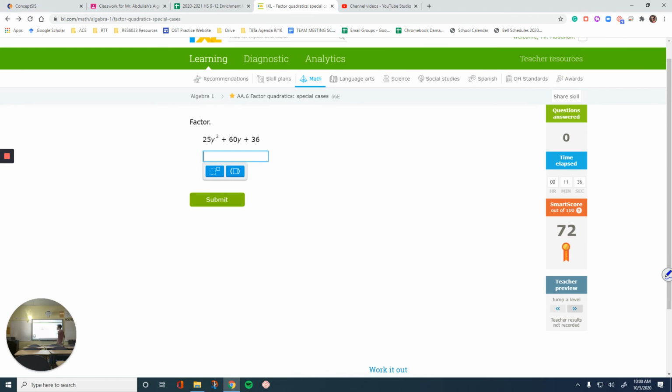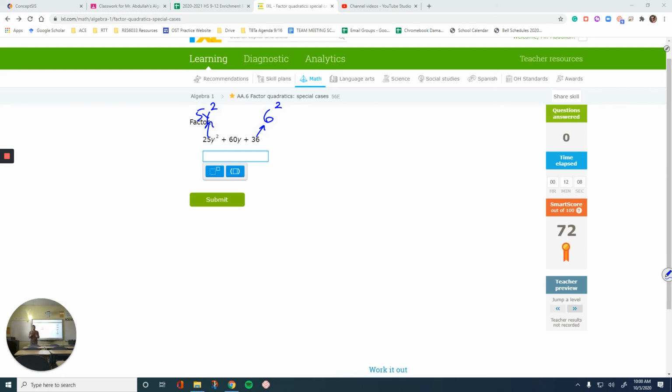Let me see if this would work for that, because if it does, I will use the formula so that you are familiar with that method as well. 25y squared plus 60y plus 36. Okay, yes, this is a perfect square trinomial. So look at that 25y squared. How do you break it down? 5y and 5y, right? It's 5y squared. This right here is 5y squared. That one here is 6 squared, correct?